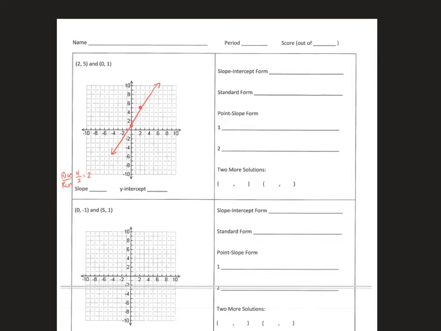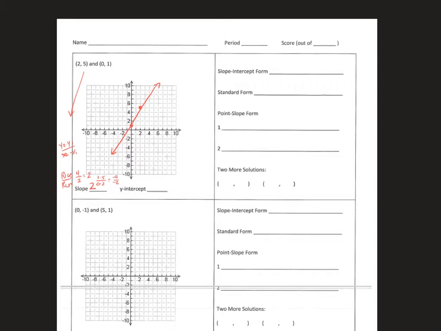Or we can use the slope formula, y2 minus y1 over x2 minus x1, of the ordered pairs that were provided. And so we get 1 minus 5 over 0 minus 2, which is negative 4 over negative 2, which also reduces to 2. So either way, the slope is 2.